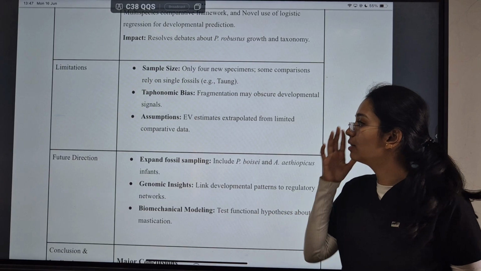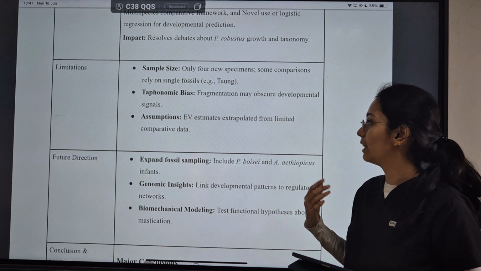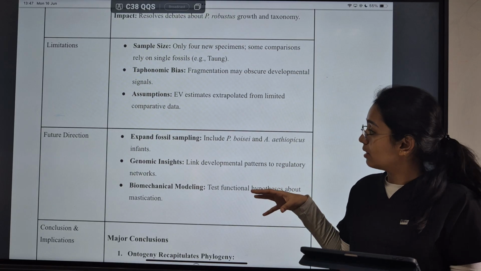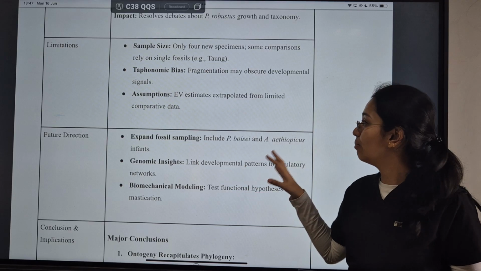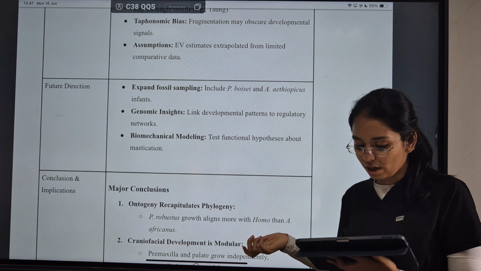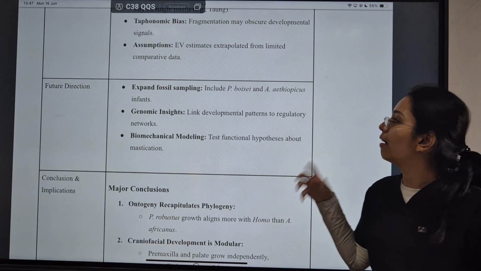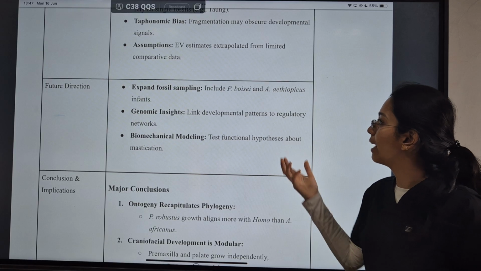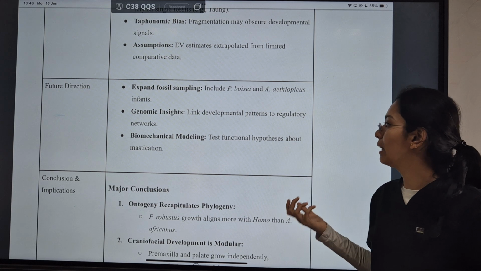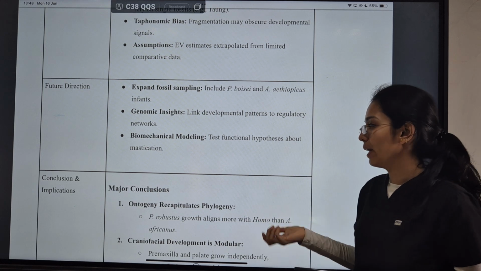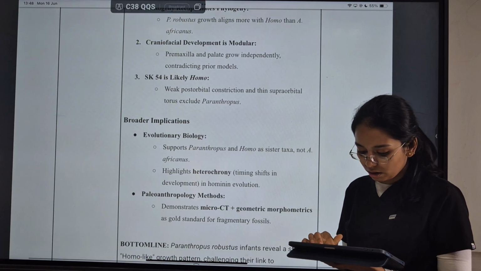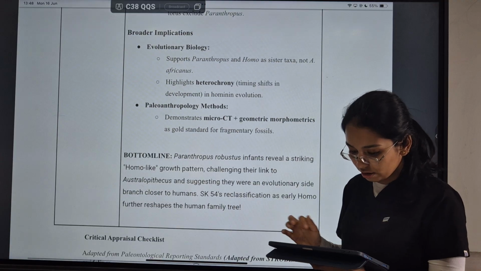So there was a taxonomic bias which was seen. Fragmentation may obscure developmental signals, and there were assumptions also made in the study. So the EV estimates were extrapolated from limited comparative data. So the future direction could include other samples like Boise and Ethiopian infants. Genomic insights can link developmental patterns to regulatory networks, and biomechanical modeling can be done to test the hypothesis about mastication.